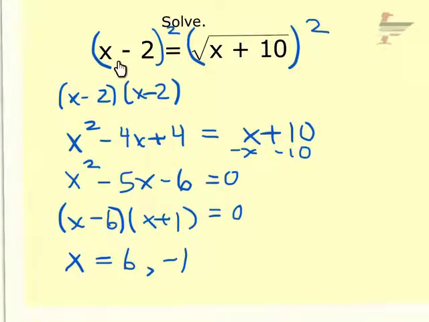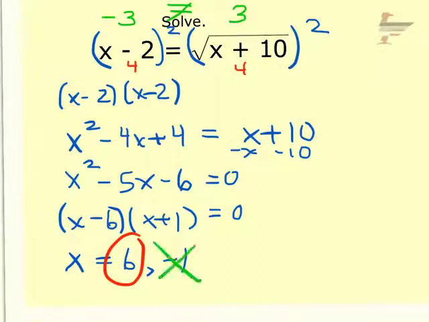So 6 minus 2, actually I'm going to write this one out. So 6 minus 2 is 4. Remember to always check it in the original equation, right? And then 6 plus 10 is 16, and the square root of 16 is 4, so that's good. And then I'll check my other one in a different color here. So negative 1 minus 2 is negative 3, and negative 1 plus 10 is 9, but the square root of 9 is positive 3, and that does not check, so negative 1 doesn't work.